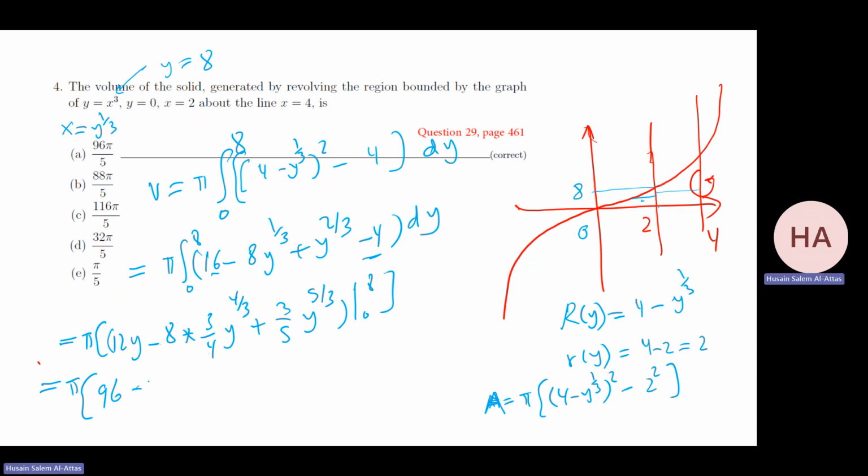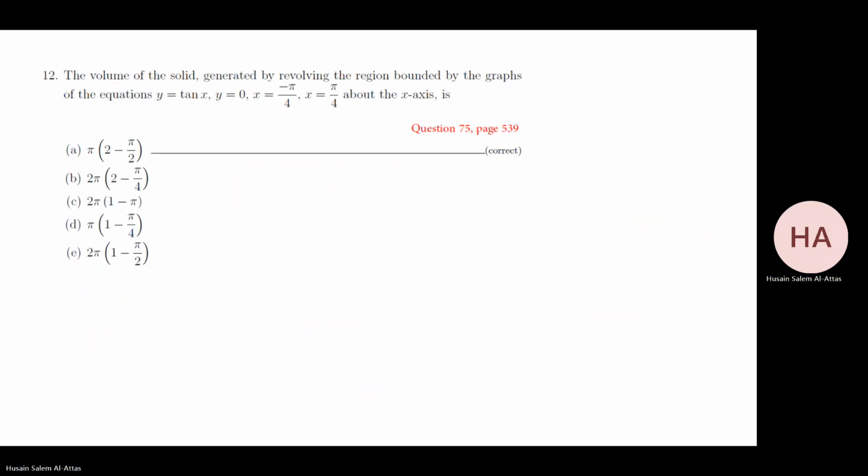So I have 12 times 8, which is 0 now. This one, the cube root of 8 is 2. 32 times 3, 96 over 5. This one is the same, so I cancelled. So I have 96 over 5, which is this one. A bit lengthy, but it's okay.